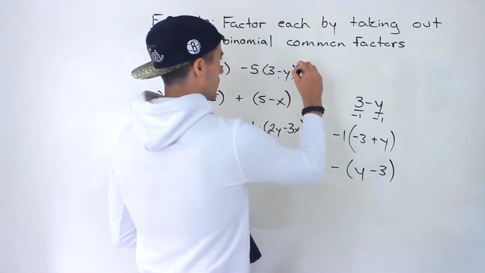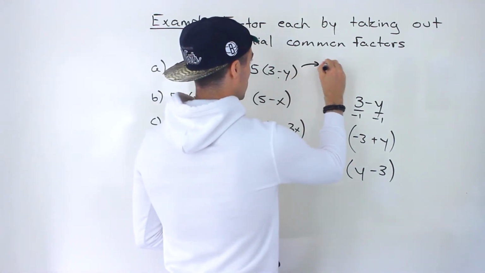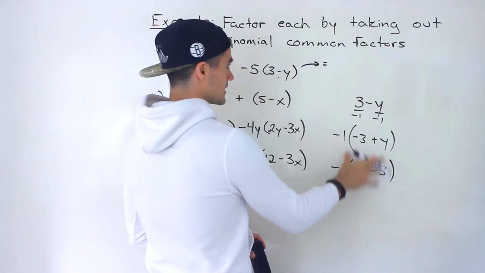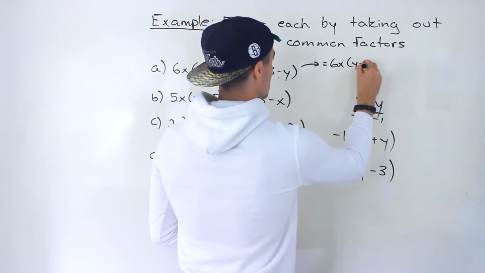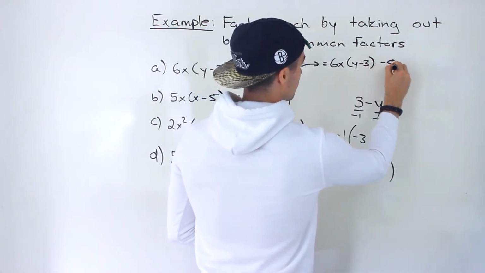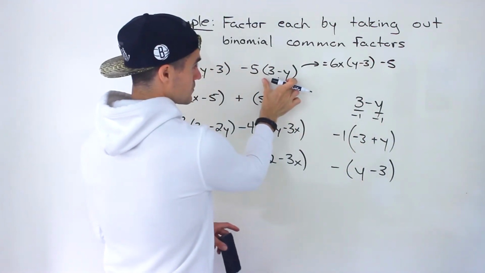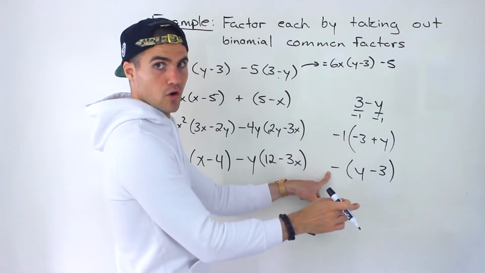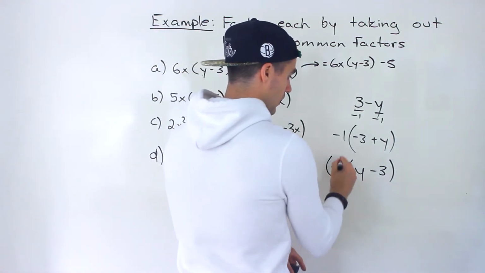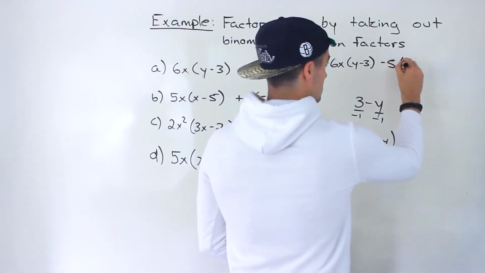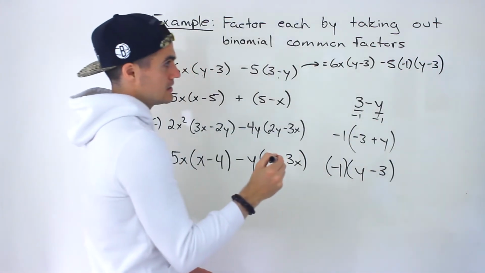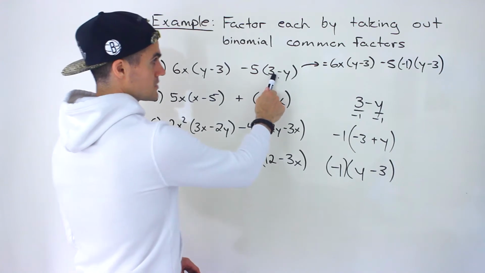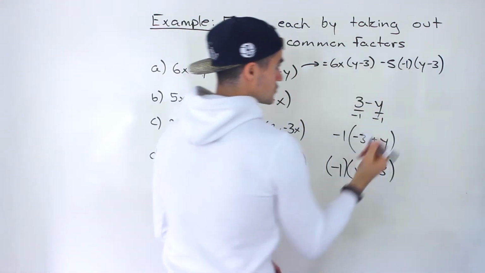So in order to fully show the work, you could put this on the side. This is like side work over here. And then we'll have 6x, y minus 3. Then we'll have negative 5. And this 3 minus y, we converted to this. It's like negative 1 times this. So let's fully write that out like this, right? This 3 minus y changes into those two brackets.